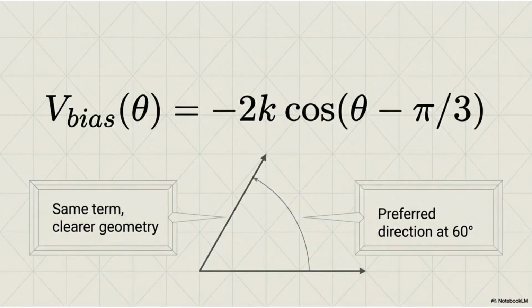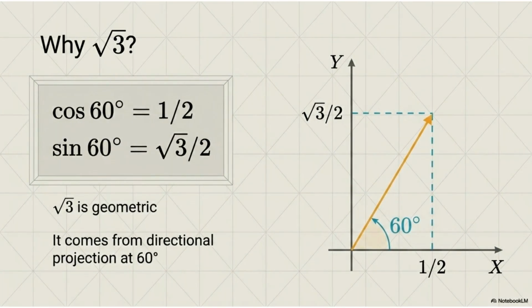The bias term can also be written as a single cosine function. This form shows a clearer geometry, indicating the preferred direction at 60 degrees or pi over 3 radians. The square root of 3 factor is geometric, coming from directional projection at 60 degrees. Here, we see the relationship between cosine 60 and sine 60 degrees.